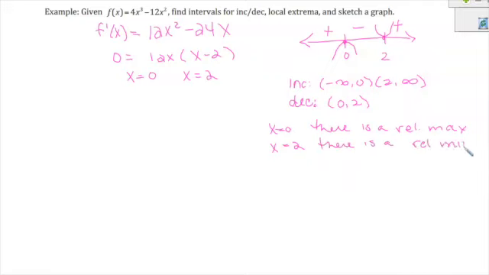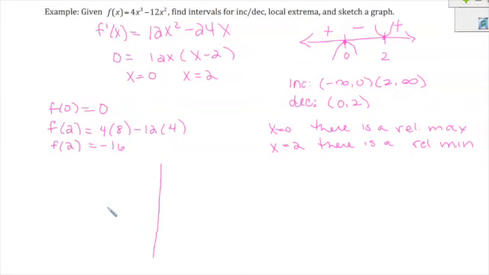Since they want us to sketch a graph, I am going to find some y values. I want to know what the y values are for my critical points. So I'm going to find f of 0. That's an easy one. I get 0. And f of 2, so what's that? 4 times 8 minus 12 times 4, and that's -16. So I kind of have some idea as to where things are happening on this graph. Okay, so f of 2, I'm down here at -16.